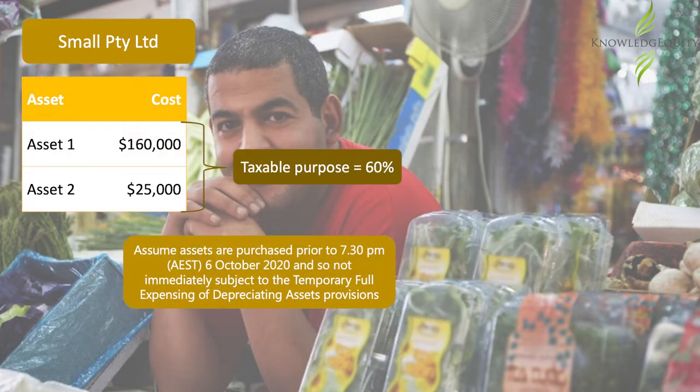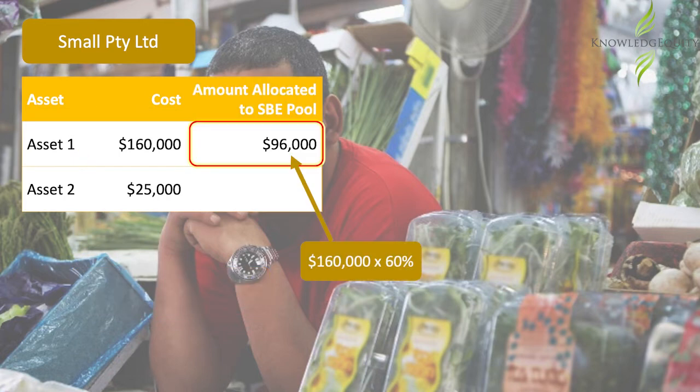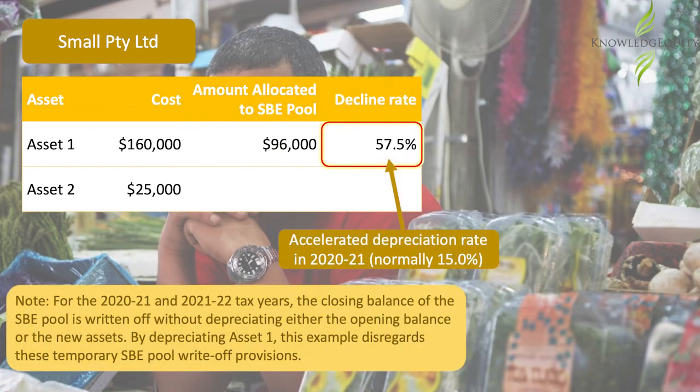Now we consider the situation where Small Proprietary Limited purchased two assets during the year. Asset 1 had a cost of at least the threshold for immediate write-off, and therefore 60% of its costs will be allocated to the SBE pool. Asset 1 receives a decline rate that applies to newly added non-low-cost assets this year.